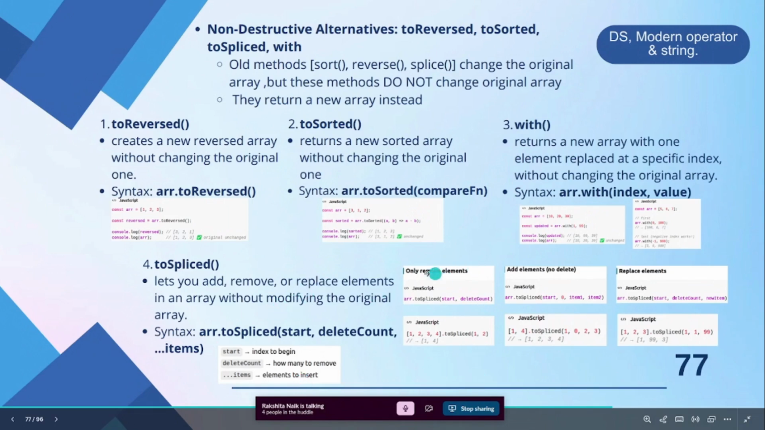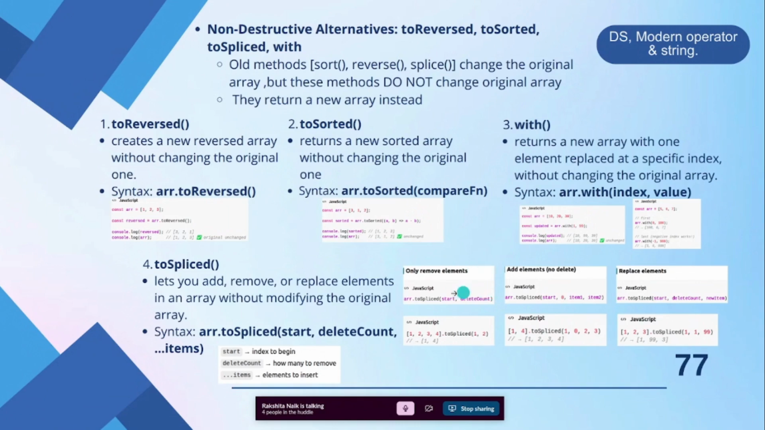So first we will go on to removing elements. First what will we need to do? Start comma delete count. So here we have the array to splice. The start will be 1, from index 1. I need to remove 2 items, so it will remove 2 and 3. So it will give the output 1 comma 4.